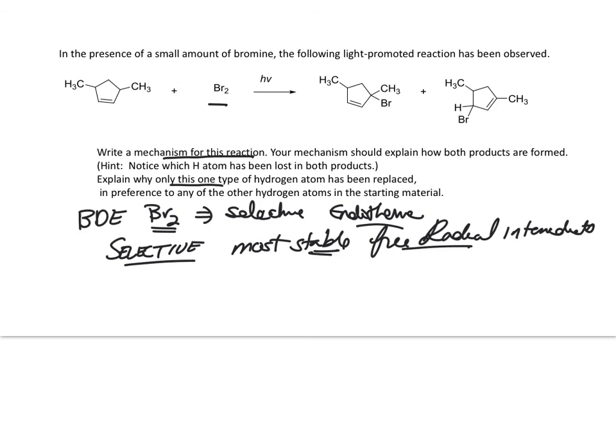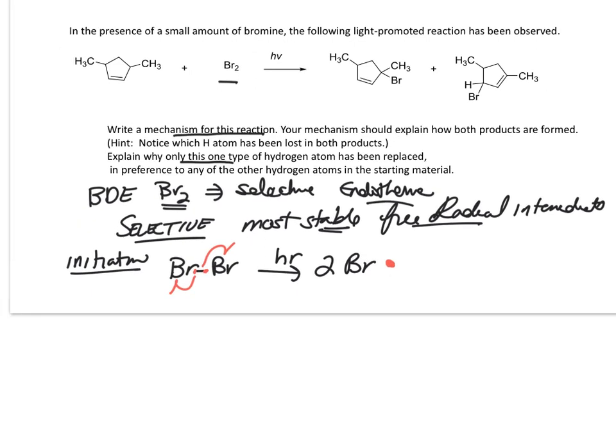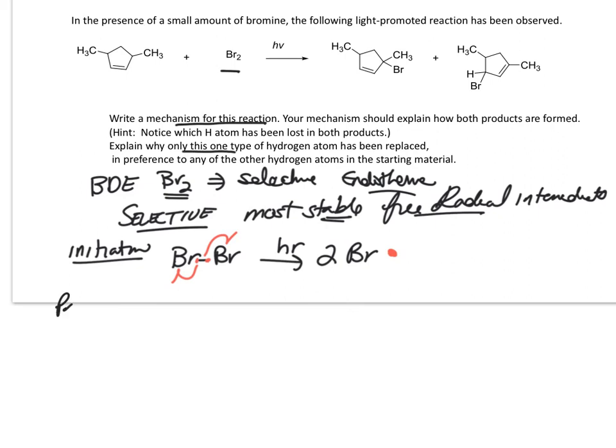Now, this is a mechanism, so we're going to have to do the initiation step and the propagation step. The first thing you do for initiation is you have bromine and you have h nu, and basically these electrons get split to give us 2 bromine radicals here. There's your 2 electrons. And then you want to do your propagation step.